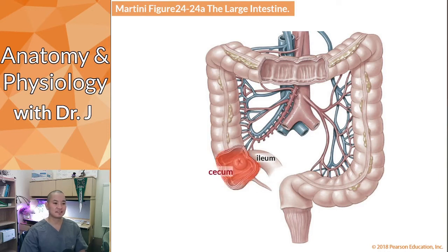So your cecum is a little pouch. In other animals, it's actually enlarged, but in humans, it's just a small little pouch compared to the rest of the large intestine. Then you have the appendix.